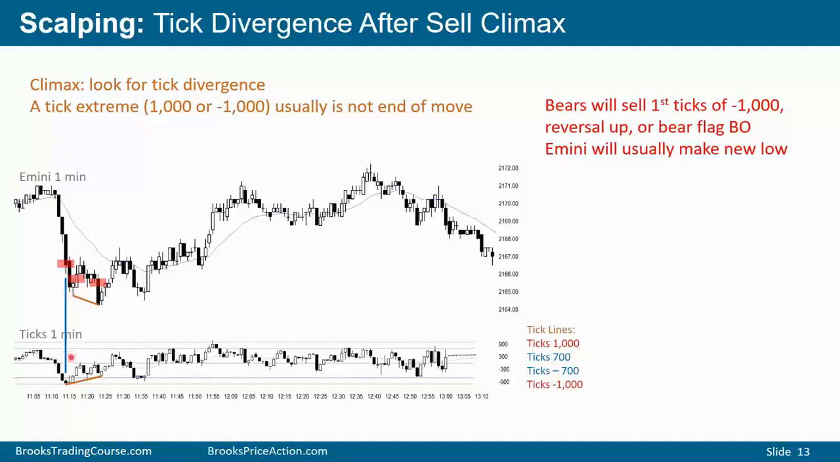The first time down, ticks to minus 1,000 in a new bear breakout, traders will sell for any reason. They'll sell bear closes, they'll sell above bars, they'll sell reversals down, looking for at least a scalp, expecting the E-mini to make at least one more new low. And then they try to exit at the prior low or with a 1-point scalp.